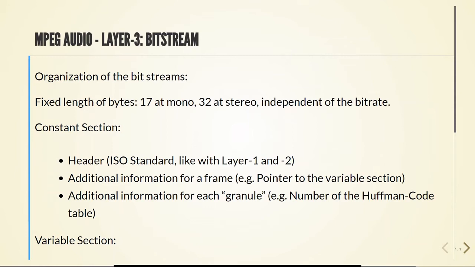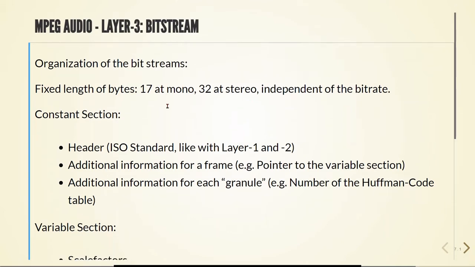The main data need not always follow the side information, and it can be divided in such a way that a part of the main data can be located in the current frame and the other part can be found in the previous frame, for example.